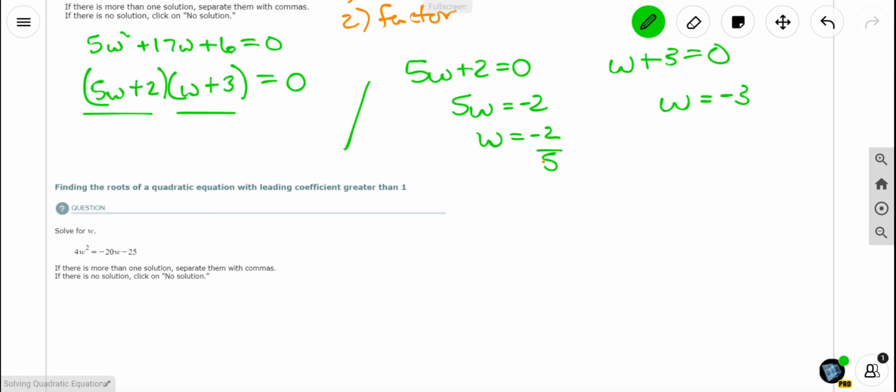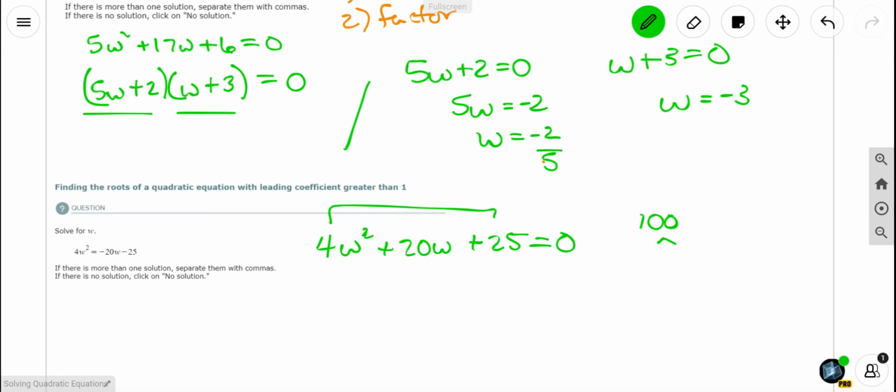Here we go. Set it equal to 0, okay? So we set it equal to 0. We're going to go 4w squared plus 20w plus 25 equals 0. All right, now you can guess and check, or you could do the AC method. I will do the AC method this time. So 4 times 25 is 100, factor 100, and we're trying to get to 20, okay?